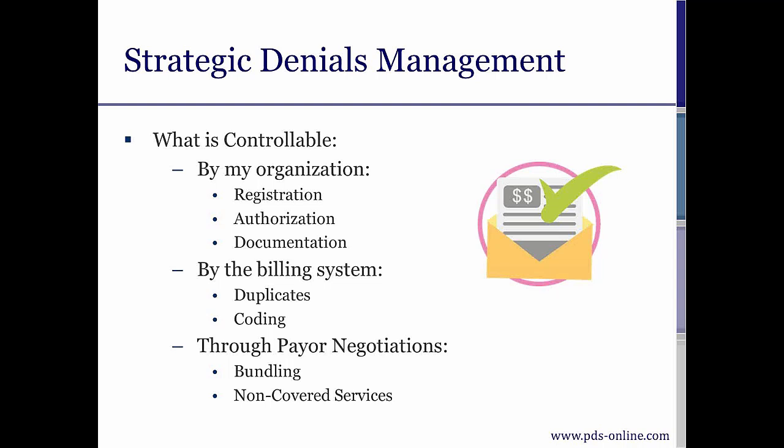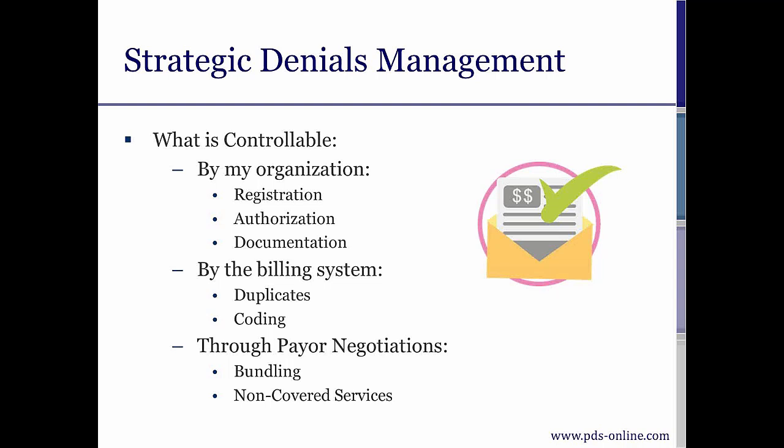Things that are controllable within your organization are things like registration and authorization denials, even a little bit with documentation. Now, you may have to do some research on this to find out, what are common documentation problems and who are providers that may need training. But a lot of these can be resolved just through some training efforts within your organization, and it will yield a substantial return in terms of denials management.